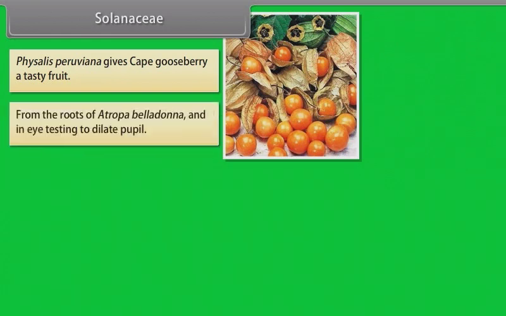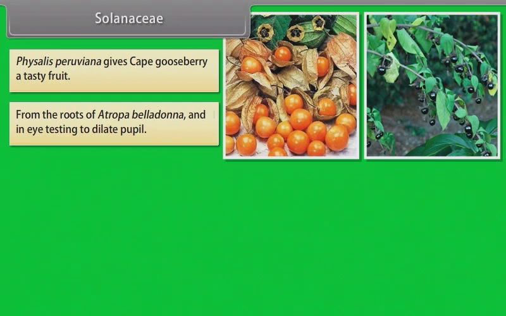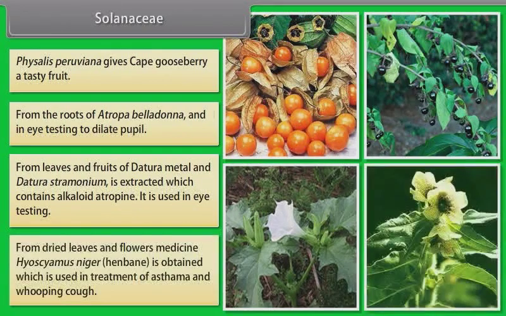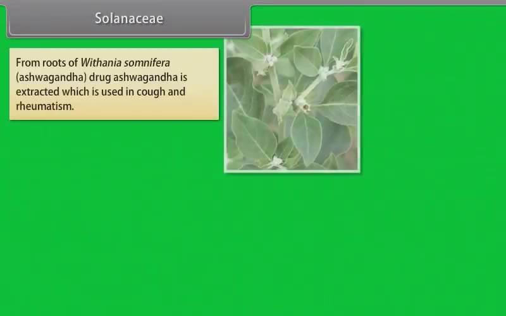From the roots of Atropa belladonna, atropine is obtained, used in eye testing to dilate the pupil. From leaves and fruits of Datura metel and Datura stramonium is extracted the alkaloid atropine. It is used in eye testing. From dried leaves and flowers of Hyoscyamus niger, henbane, medicine is obtained, which is used in treatment of asthma and whooping cough. From roots of Withania somnifera, ashwagandha, the drug ashwagandha is extracted, which is used in cough and rheumatism.